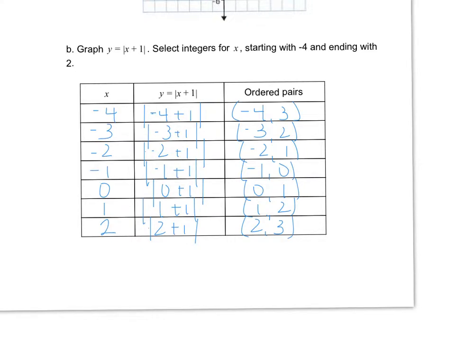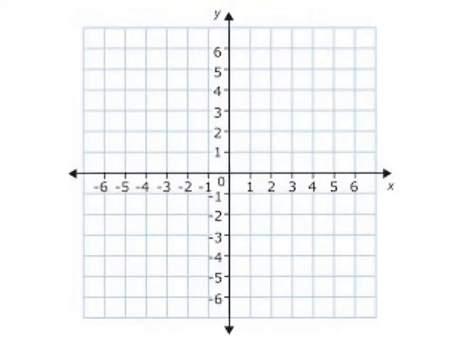So here are the ordered pairs for this particular problem, and we're going to graph them now on the next page. All right, so I'm plotting the points I had described in the previous table. So we're going to start with -4, 3, -3, 2, -2, 1, -1, 0, 0, 1, 1, 2, and 2, 3. And now when we have an absolute value graph, our graph is more like a V shape instead of the U like the parabola. Okay, and so this is the graph of that previous table.